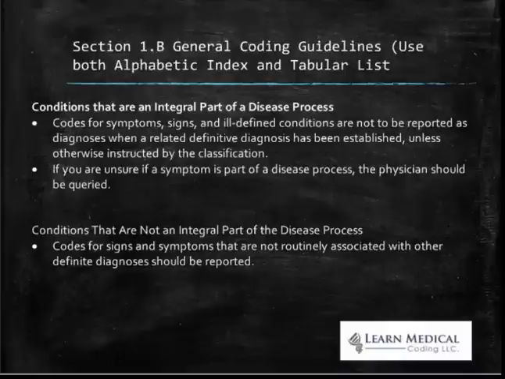Conditions that are not an integral part of the disease process, you will code separately. So if a patient came in and had abdominal pain, along with that they had an earache. The definitive diagnosis in this case was the gastritis, but by the way, this patient had an earache, and the earache will be coded separately because it's not associated with the gastritis. Okay, so when you have symptoms or complications that are not associated with the definitive diagnosis of why the patient came in, you can code them in addition to that diagnosis.